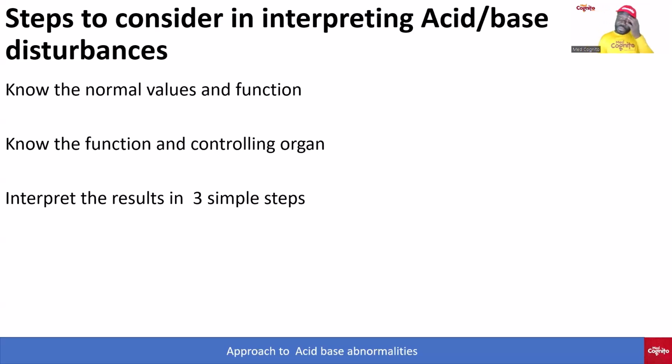Number one, I need you to know the normal values and function. Number two, I also need you to know the function and the controlling organ, and I'll explain everything. And number three, you're going to then use this information to interpret every acid-base abnormality case you see in the QE1 in 3 simple steps.